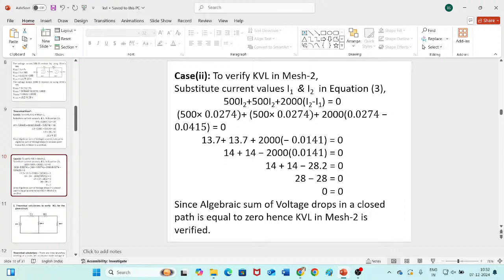So 14 plus 14 is 28, minus 28.2, which I have rounded to the nearby value, that is 28. So 28 minus 28, you will get 0. So the algebraic sum of voltage drops is equal to 0. The algebraic sum of voltage drops in a closed path is equal to 0. So hence KVL is verified in mesh 2. Just have a glance on this slide. This is how KVL is verified theoretically.